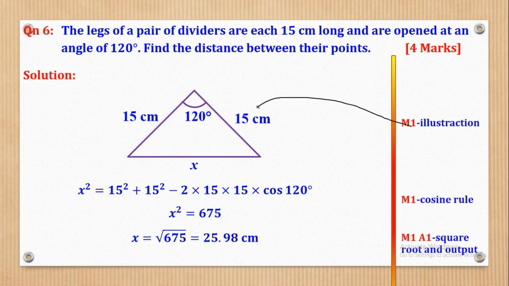So M1 for illustration, M1 for cosine rule, M1 for square root, A1 for the output.